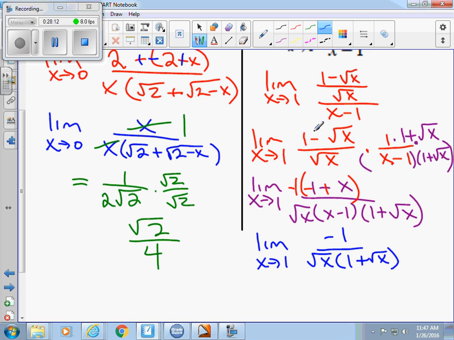Where's that square root of x? This one? Yeah, that denominator. Plug in the 1, and I get negative 1/2. That was horribly fun. Are they all that bad? Absolutely not. That's probably your worst limit problem I could make up.